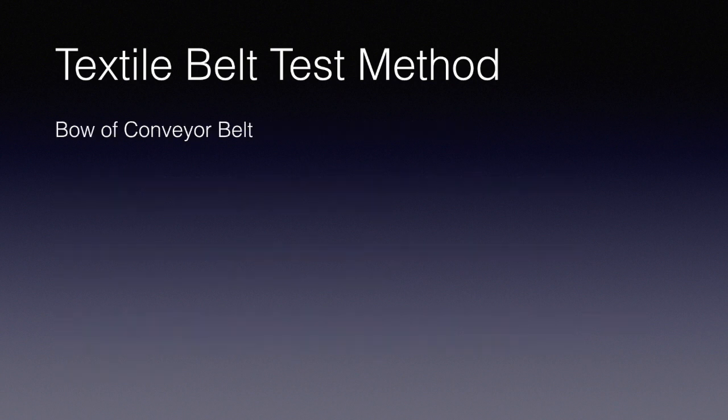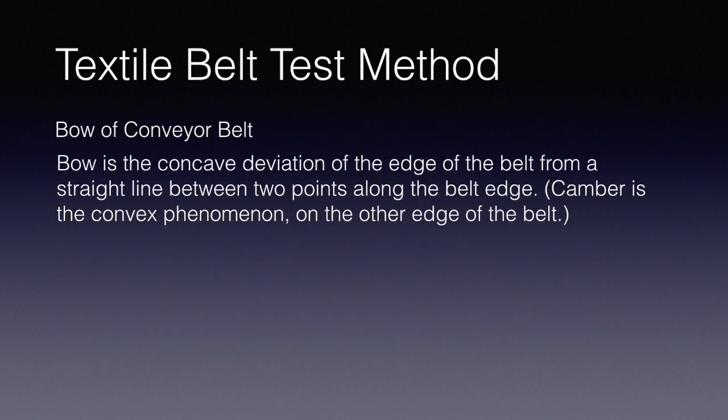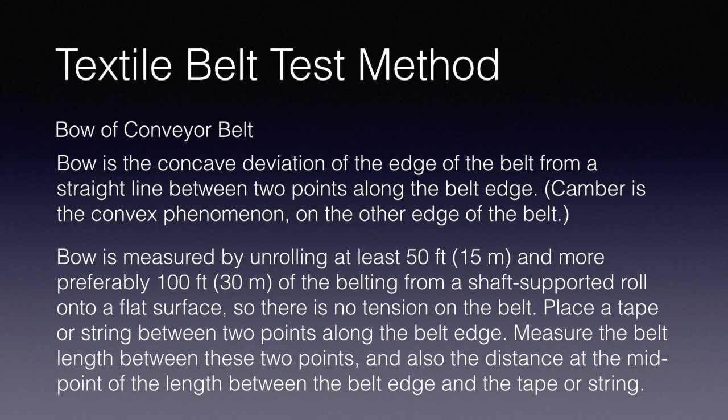Bow of conveyor belt. Bow is the concave deviation of the edge of the belt from a straight line between 2 points along the belt edge. Camber is the convex phenomenon on the other edge of the belt. Bow is measured by unrolling at least 50 feet, 15 m, and more preferably 100 feet, 30 m, of the belting from a shaft-supported roll onto a flat surface, so there is no tension on the belt. Place a tape or string between 2 points along the belt edge. Measure the belt length between these 2 points, and also the distance at the midpoint of the length between the belt edge and the tape or string.